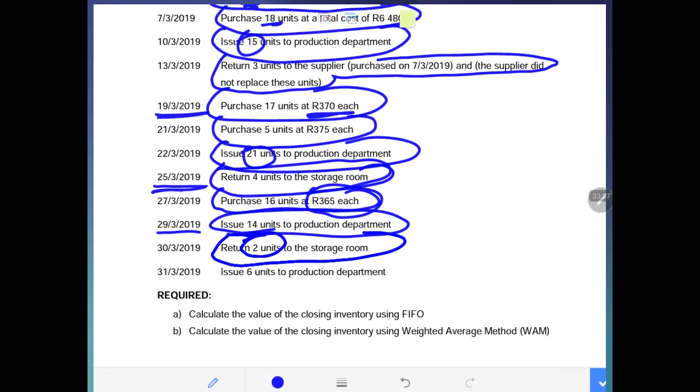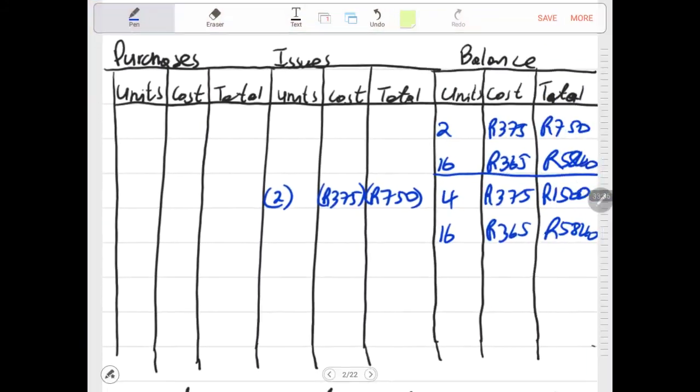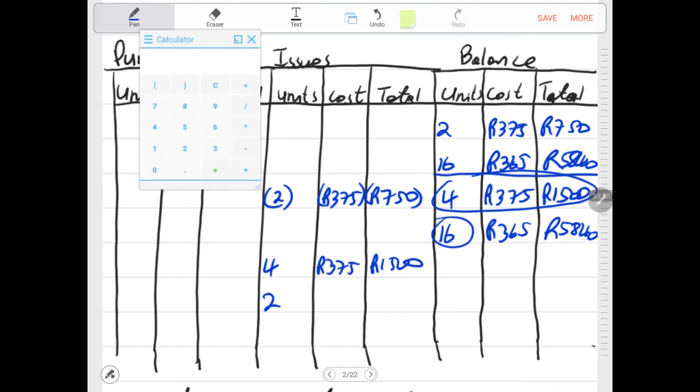Now we go to the next transaction, which seems to be the last one. In the last one, we issued 6 units to the production department. Now when we issue the 6, we have to take the 4 here, then after that we take 2 here, meaning we need to say 4 units and 2 units. The 4 units are the ones that were at 375, amounting to 1,500, and now out of the 16 we need only 2 by 365 because they were bought at 365. So now it will be 365 and give us 730 rands.